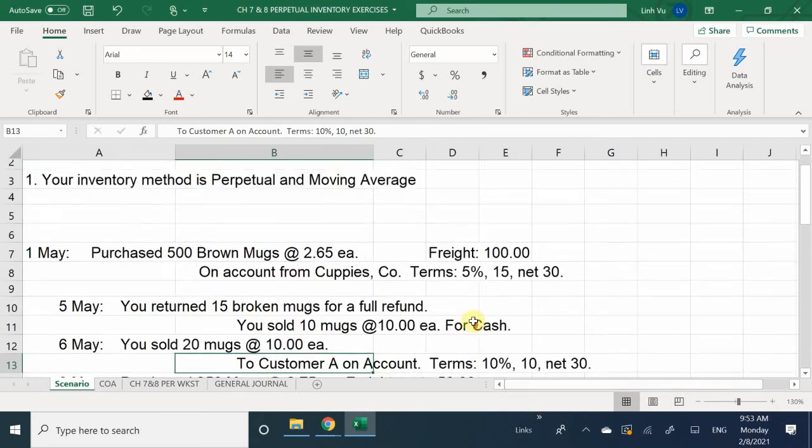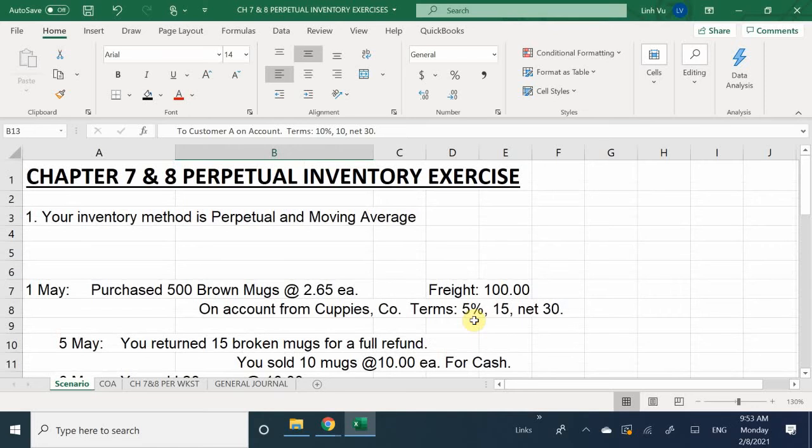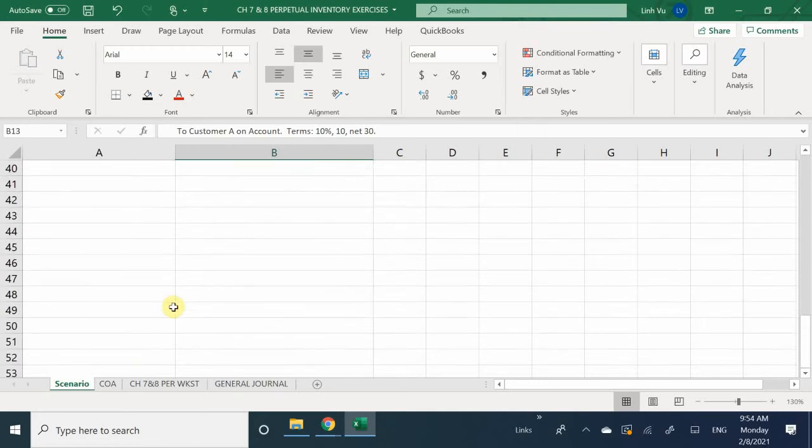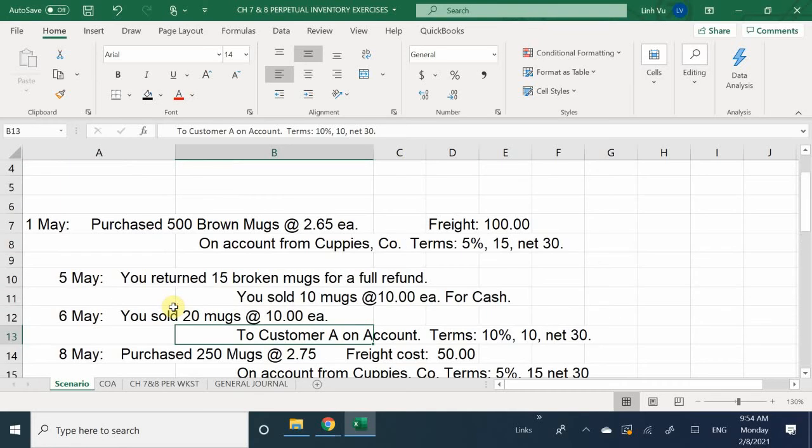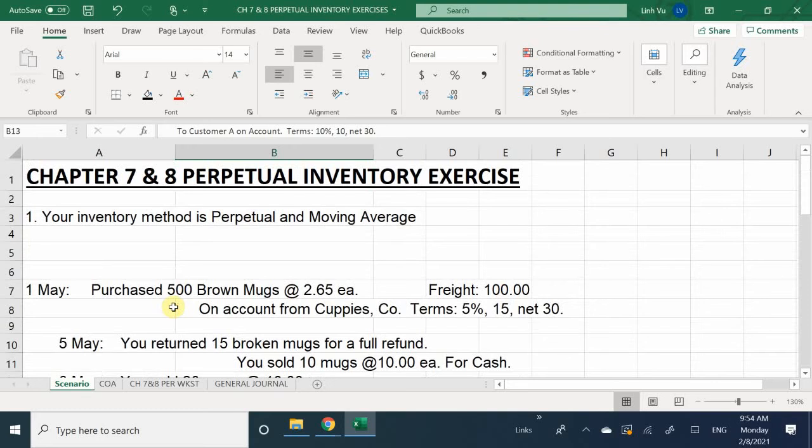Okay, so here we're going to go ahead and do the chapter 7 and 8 exercise. You can all see my screen, is that correct? Yes. Okay, perfect. Question number 1 says your inventory method is perpetual and it is moving average. We practiced this already. I made it the easiest one so we can process this a lot quicker. So on May 1st, what has happened here? Purchase 500 brown mugs.